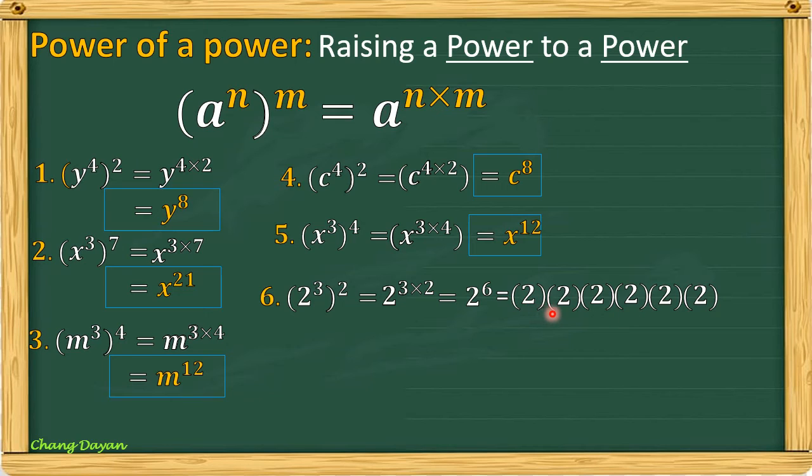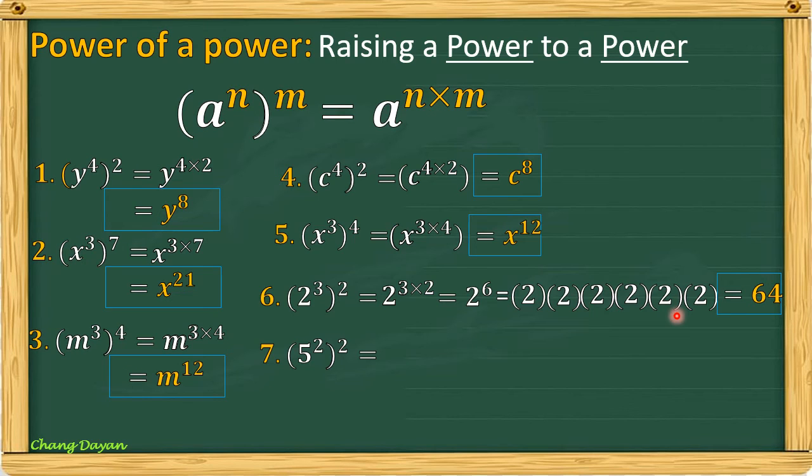So, 2 times 2 is 4 times 2, 8 times 2, 16 times 2, 32 times 2, 64. So, our answer here is 64.